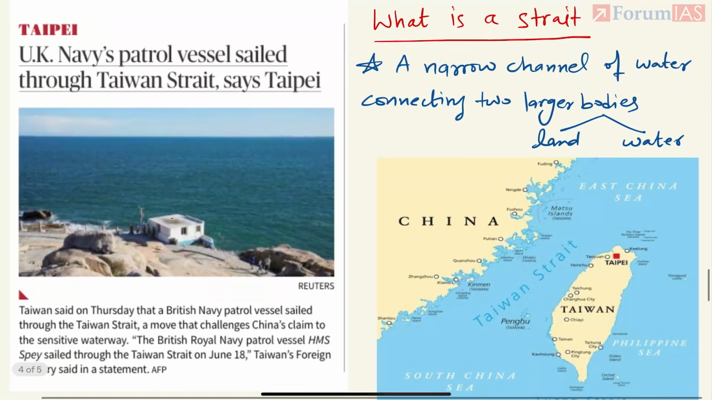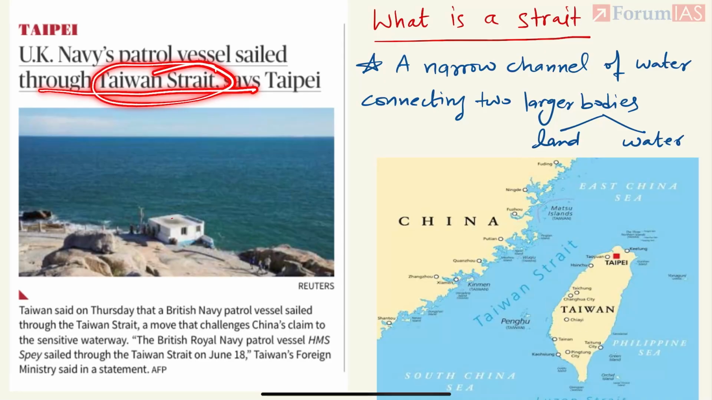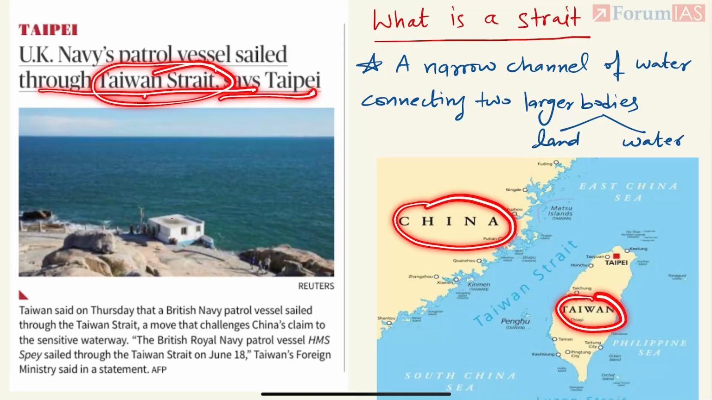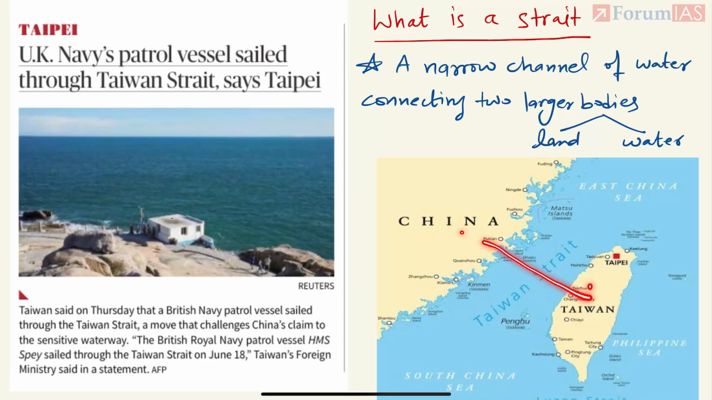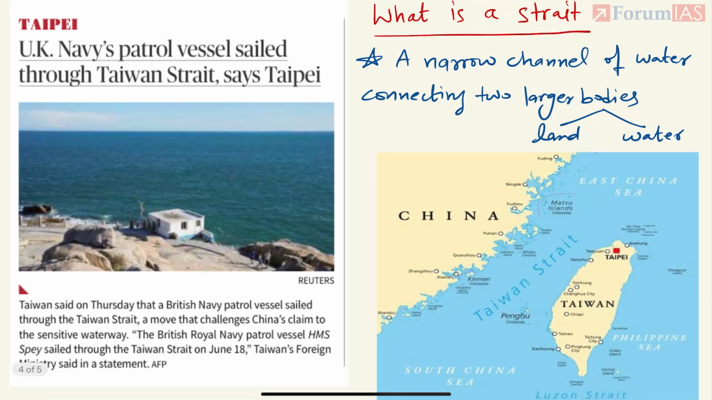Next news. UK's Navy patrol vessel sailed through Taiwan Strait. Taiwan, this is Taiwan, this is China. China considers Taiwan as its own. It says Taiwan is not a separate country. It is part of China only. But Taiwan does not accept it. So when the British Navy patrol vessel sailed through it, it becomes an issue of contention.